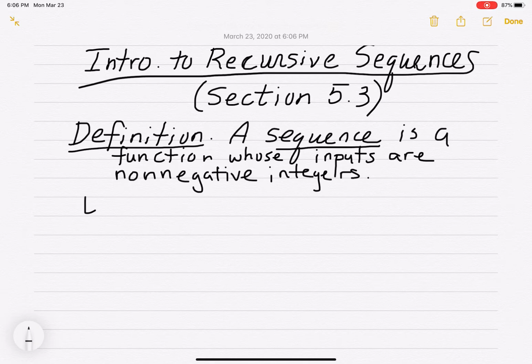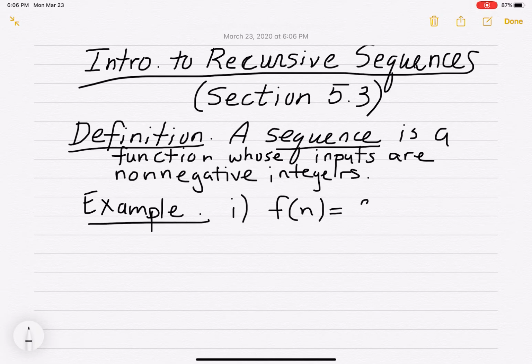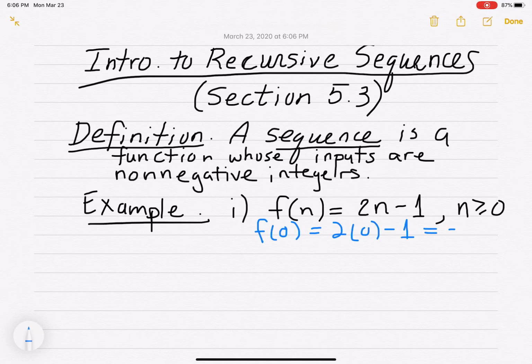So let's look at a quick example of just a sequence. Let's say f of n equals 2n minus 1. So the inputs are only going to be integers greater than or equal to 0. So there on the side, when I say n is greater than or equal to 0, that's telling me my domain. So I could plug in 0, for example. When I plug in 0, I have what? 2 times 0 minus 1, gives me a negative 1 for an output.